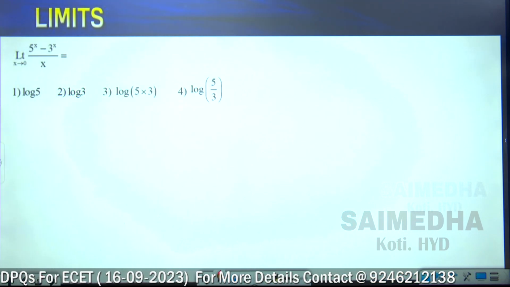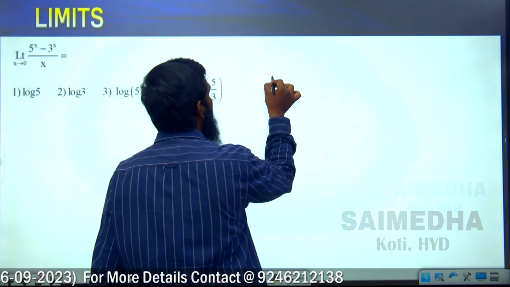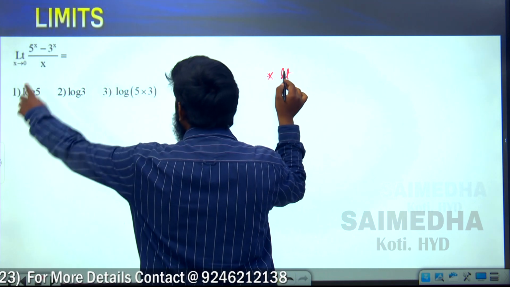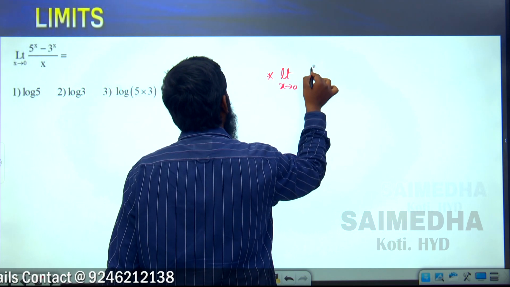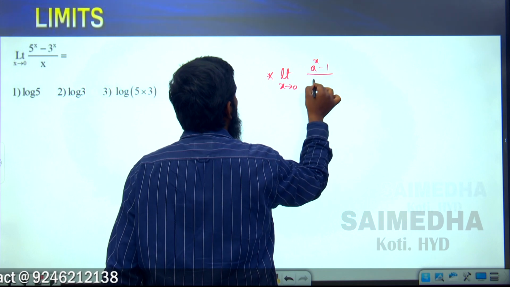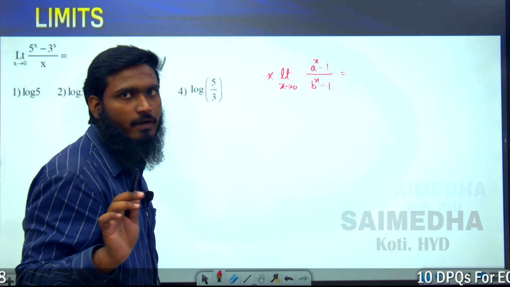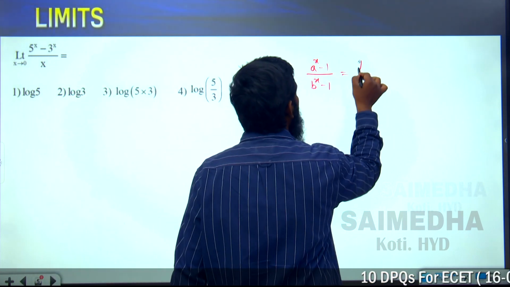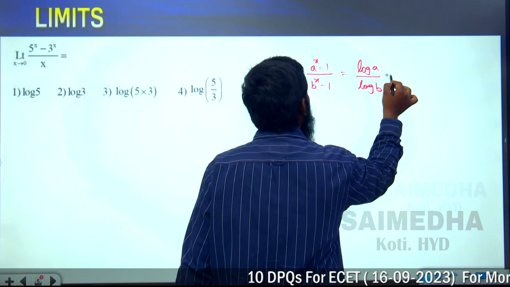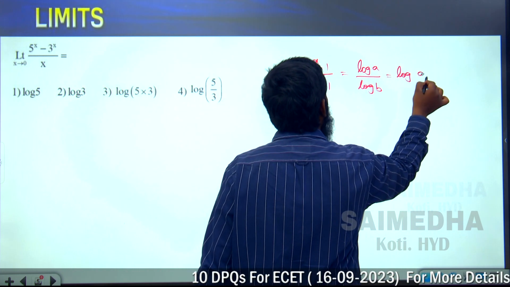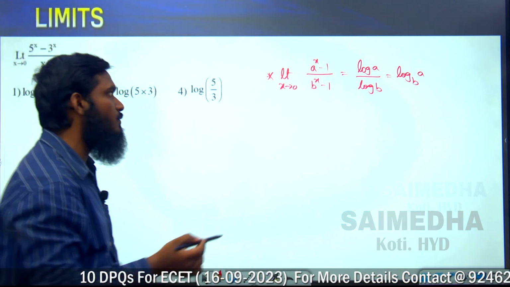Now let us see the next question. It is similar to this one, but we have one more formula. Limit x tends to 0, (a^x - 1) divided by (b^x - 1). For this, listen carefully, the formula is log a divided by log b, or else we can write this as log a to the base b. This is one of the formulas for (a^x - 1)/(b^x - 1).